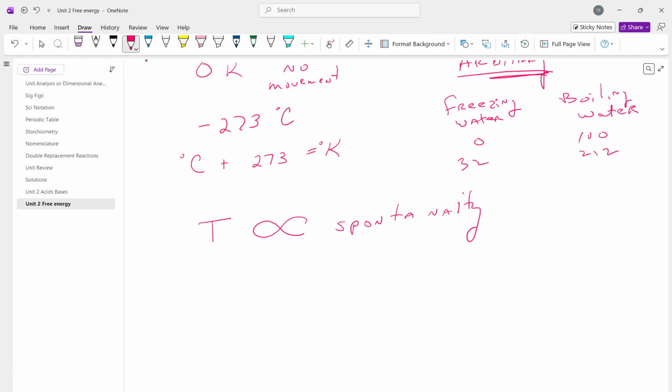We're going to have certain things that are indirectly related. When one goes up, the other goes down. And also when one goes up, the other goes up. So spontaneity is directly related.